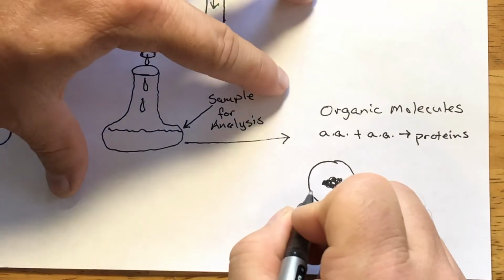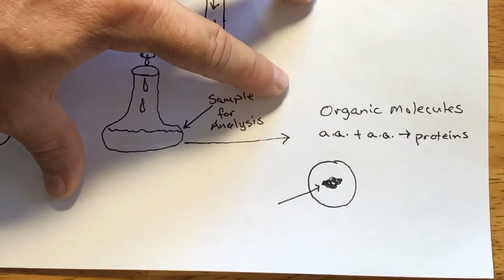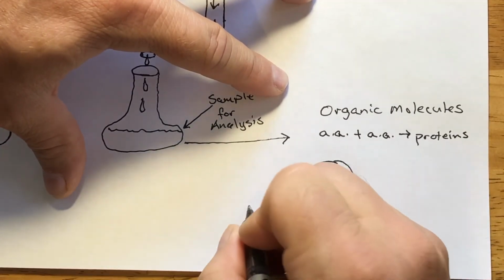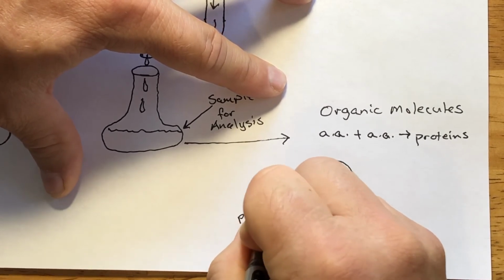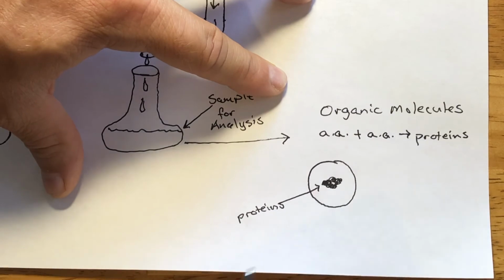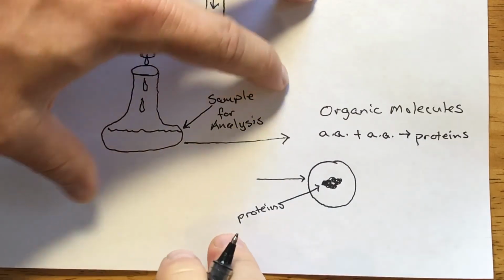And so this structure represents a combination of amino acids. And so those are our proteins. And then surrounding these proteins is a lipid membrane.